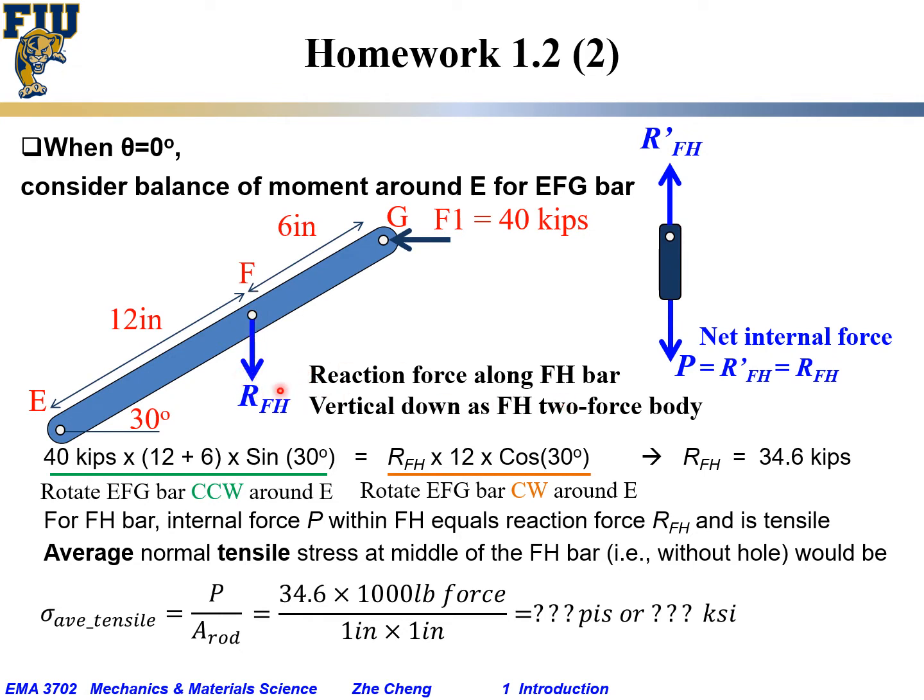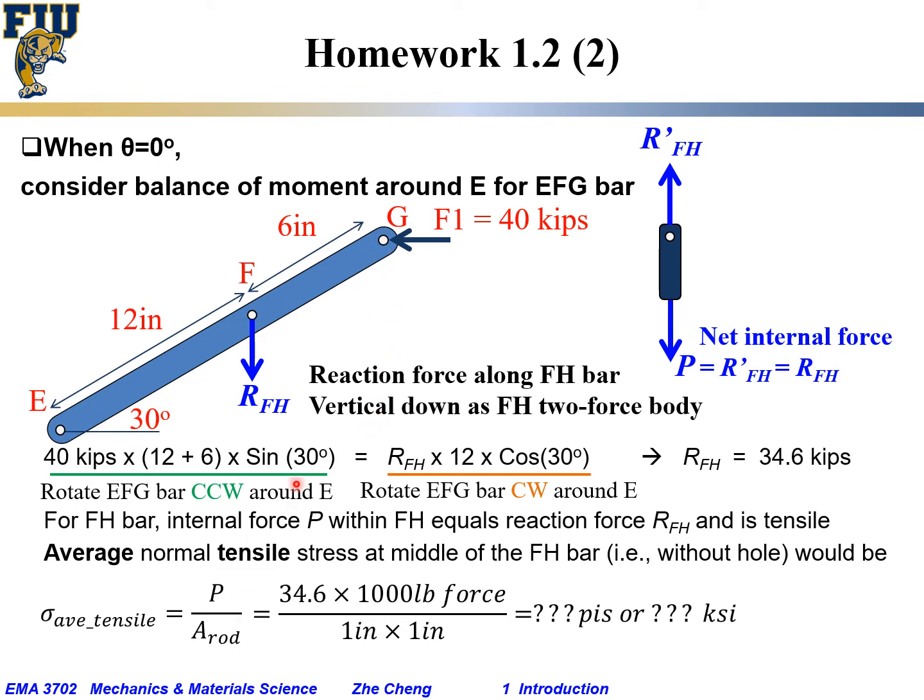Because if you consider the FH bar, it is a so-called two-force body. FH is a two-force body, which means the forces at the two ends must go along the axis of FH. So as a result, the force has to go down. So if we have these two forces, then we can write the balance of moment for 40 thousand pounds of force, or F1, and then the distance from this force to the axis E would be 12 plus 6, totally 18, times sine 30 degrees.